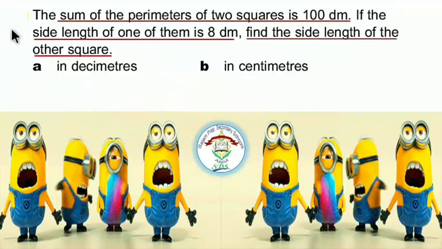Okay? The next one. The sum of the perimeters of two squares is 100 decimeters. If the side length of one of them is 8 decimeters, find the side length of the other square in decimeters and then in centimeters. Take care. Be sure that the two numbers are in the same unit. 8 decimeters, 100 decimeters. So we can find the requirement.